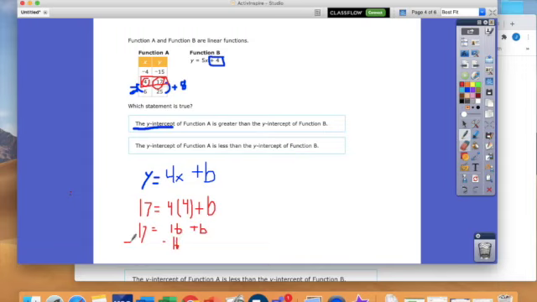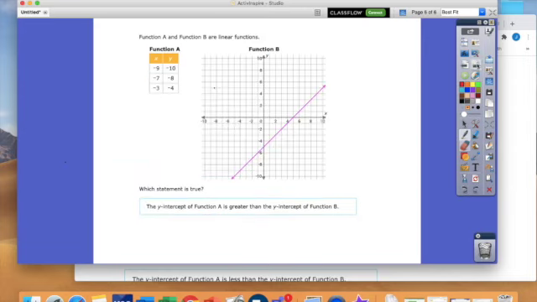Okay, so my y-intercept on the left one is 1, and my y-intercept on the right one is 4, so therefore the y-intercept of function A is less than function B. Okay, let's try 2 more. These ones are the trickier of the 2. This one's a little bit worse, but let's see.